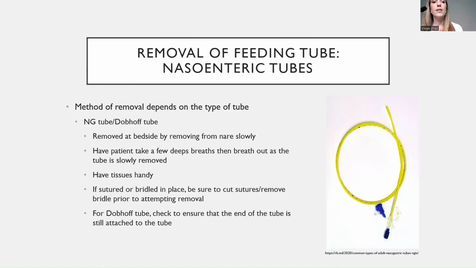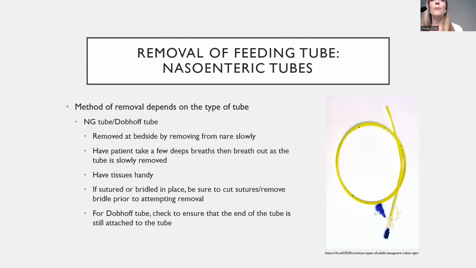So, removal of feeding tubes. The method of removal definitely depends on the type of tube, obviously. For NG tubes and Dobhoff tubes, they are removed at the bedside. You definitely want to first remove the thing that's holding it in place. Say they have a bridle, there's actually a guitar pick looking thing that can remove the bridle, or you can use a pair of scissors, it doesn't matter. But just make sure you clip that first.